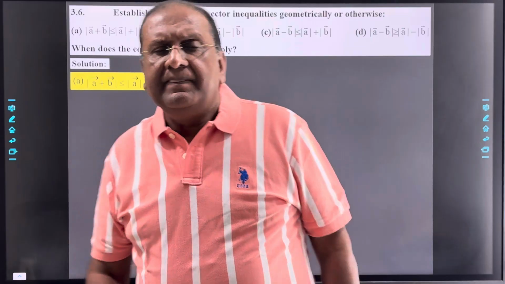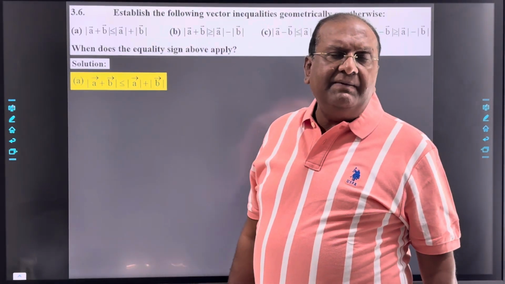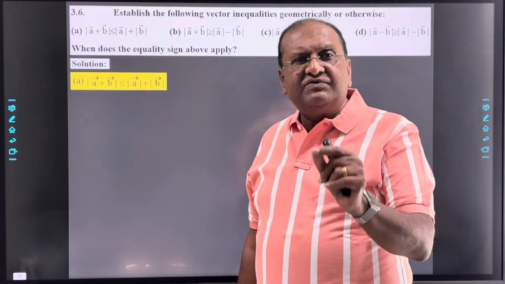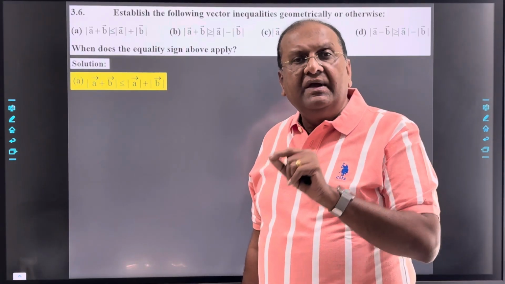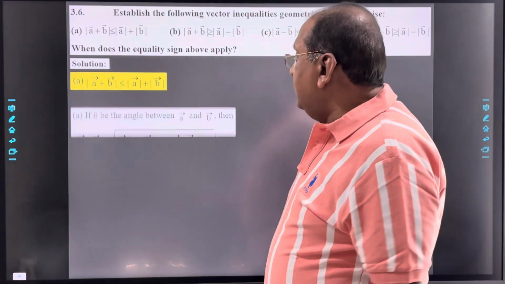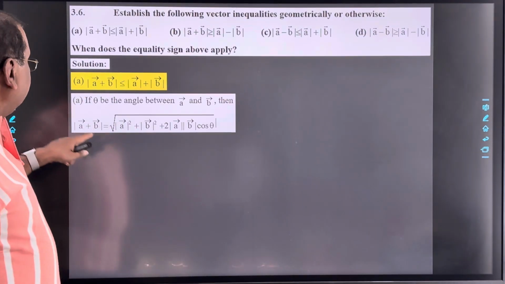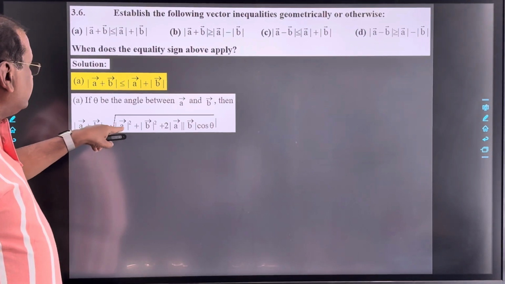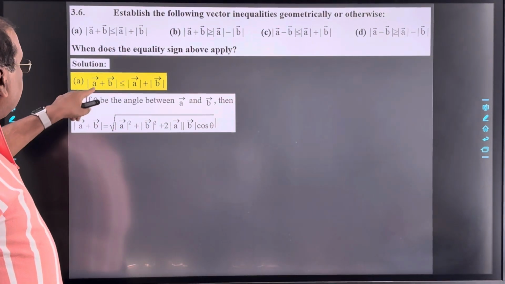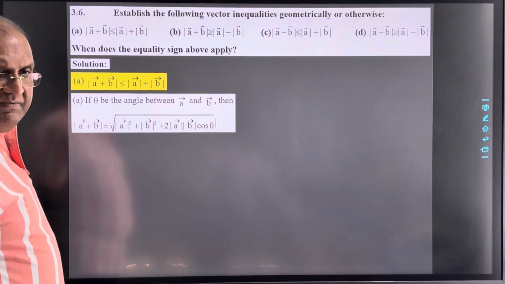Now in theory, we already studied this. Magnitude of vector a plus b is equal to under root a square plus b square plus 2ab cos theta, where theta is the angle between a and b. So if theta is the angle between a and b, then magnitude a plus b is under root a square plus b square plus 2ab cos theta. Now we have to prove this is less than or equal to a plus b.